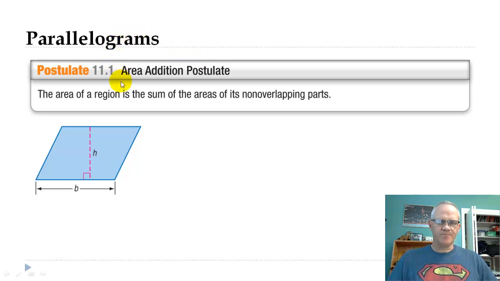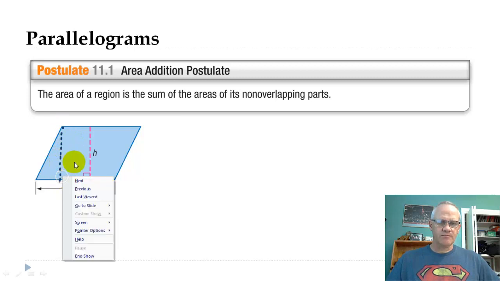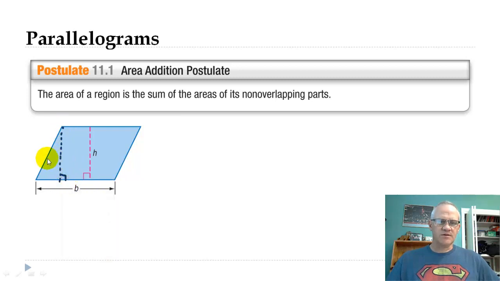All right, first of all, the area of a region is the sum of the areas of its non-overlapping parts. I think what they're getting at here is this. If you look, we're going to try to find the area of this parallelogram, and here's kind of how you can relate it back to stuff that we know before. If I start right here at this corner, I'm going to draw a line straight down at a 90-degree angle. And this triangle here that's formed, I'm going to take that triangle and move it over to this side and put it over here.